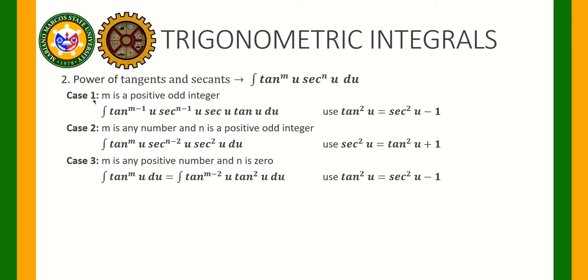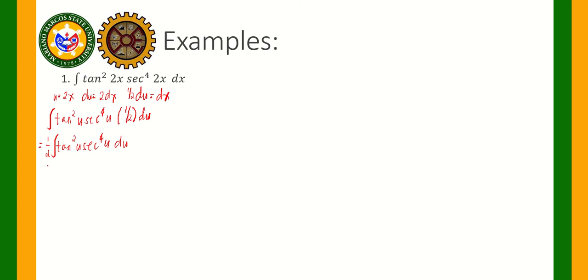Because if we are going to use case 1, m is supposed to be a positive odd integer, and our m is 2, so it is not odd, it is even. And ito naman, case number 3, m is any positive number and n is 0, so hindi siya pwede. Now, case 2 naman, m is any number, so pasok siya dito. Though n is a positive odd integer, wala na, gagamitin natin si case 2. So for number 1, we are going to use case number 2.